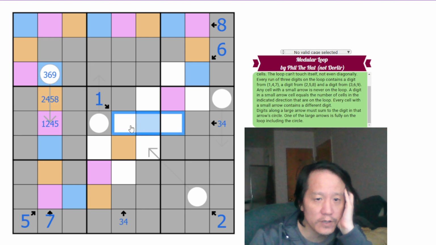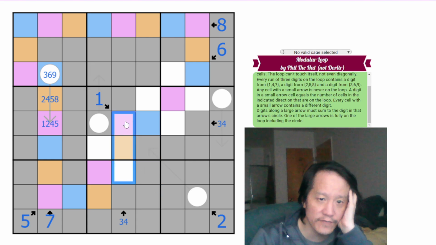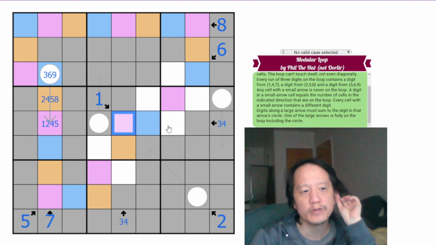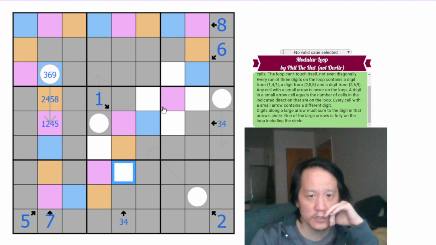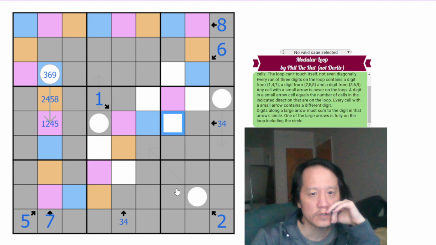If it's this way, then it has to go here. If it's this way, then it has to go here. So this is always on the loop no matter what, which means this is pink. So this can't be on the loop. Because for either of these to be 4, this one has to be on the loop. So it either goes here, and then here, then here, or here and here. This one, it doesn't matter. We don't know.